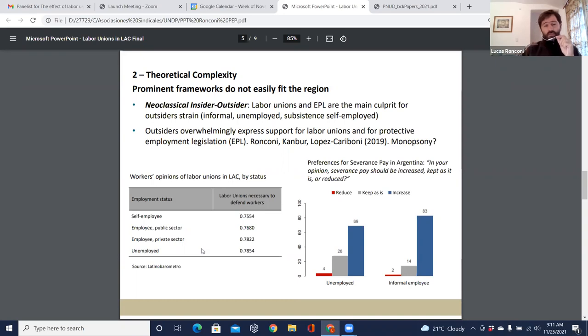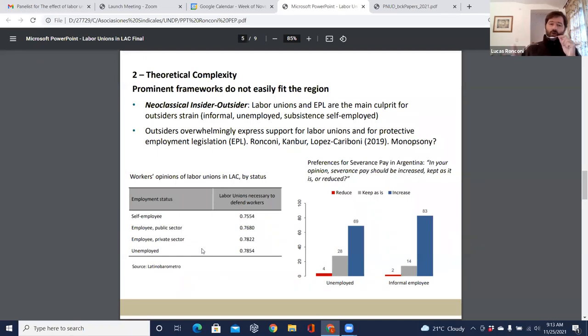So let's remember the story here: workers who already have a job, the insiders, want to earn a salary above their productivity. In order to do that, they form a labor union, and with the labor union they bargain for higher wages, or they pressure the government to introduce protective legislation such as severance payment and so on. According to this perspective, the main culprit for outsider strain, the main reason why informal, unemployed, or subsistence self-employed workers are suffering in the region, is labor unions. These guys should hate labor unions, according to this opinion, because their poor performance, their lack of jobs, their lack of higher wages, is because of labor unions.